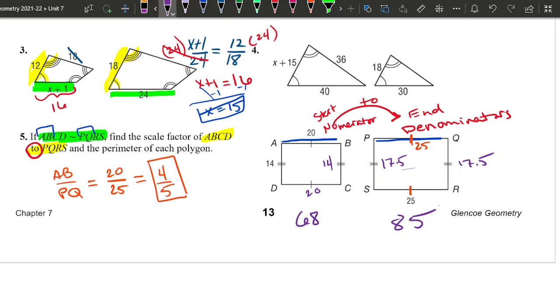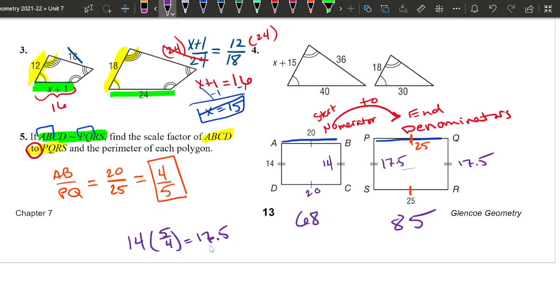So scale factor is always tricky. So the scale factor is 4/5. So it's saying the small one is 4/5 of the size of the large one. Since I started at the small one, the small is 4/5 the size of the large one. But since I was calculating the large one, I had to flip it over to 5/4, a number that's greater than 1. And I multiplied the 14, the side of the small one, times 5/4 to get the 17.5.